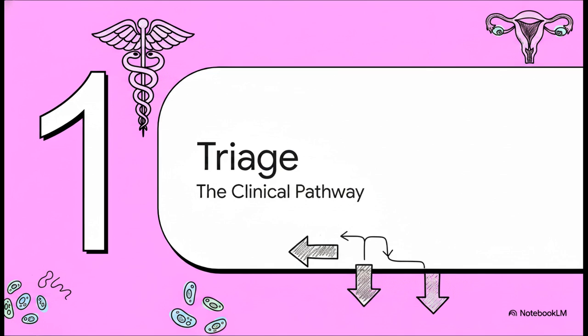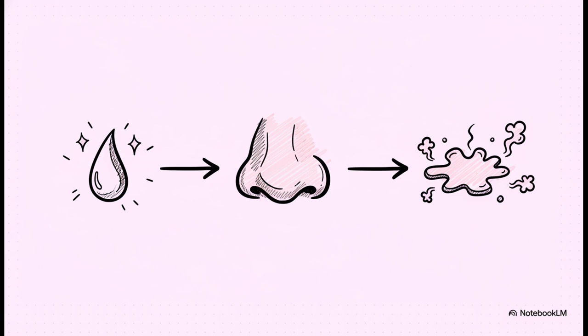Starting the clinical pathway. Okay, let's dive into this. The answer to our initial question actually splits our diagnostic tree into two totally distinct branches based entirely on odor and pH levels. According to the source material, if the discharge is odorless and the vaginal pH is normal, meaning under 4.5, boom, your mind should immediately go left down the fungal path.